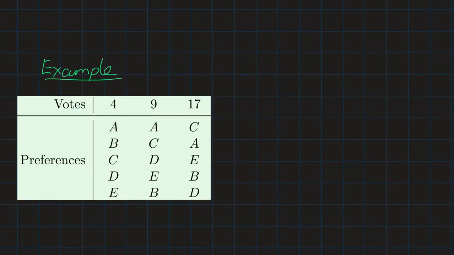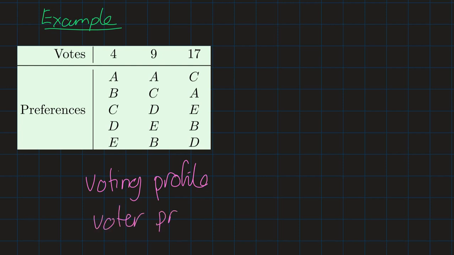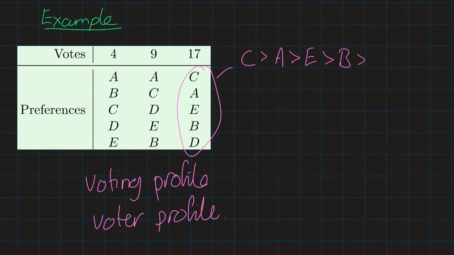So let's look at another example quickly. This here is another voting profile, or voter profile. I use these words interchangeably. It's a complete list of how the voters voted. So 4 people voted like this, 17 people voted like this. And recall, what does this mean? This means that C is better than A, is better than E, is better than B, is better than D. That's what this notation means.